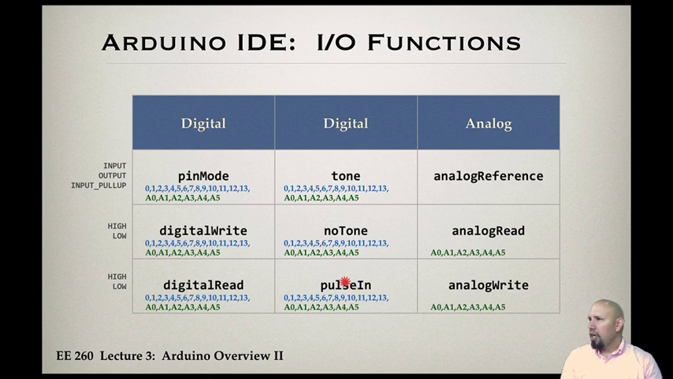I can also do a pulse in command, which will basically read in. If you're expecting a pulse, what pulse in does is it measures the length of that pulse. How long is that pulse? And again, I can use it on any of these pins, and it can be used to measure the duration of a pulse that's coming in.